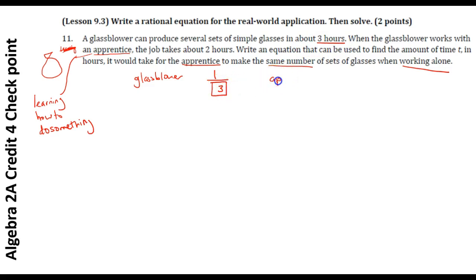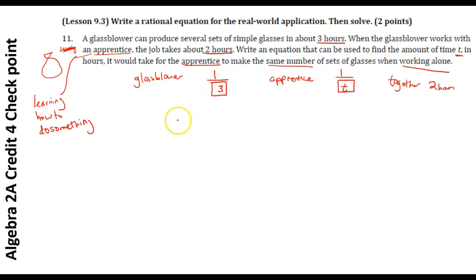The apprentice can probably do this one same job in about, well, I don't know, so what letter do they want us to use? T. 1 over T. So they could do it in about T hours. Okay. If they both do the work together, so the glass blower works with an apprentice and the job takes about 2 hours. Okay. So we have all this information.